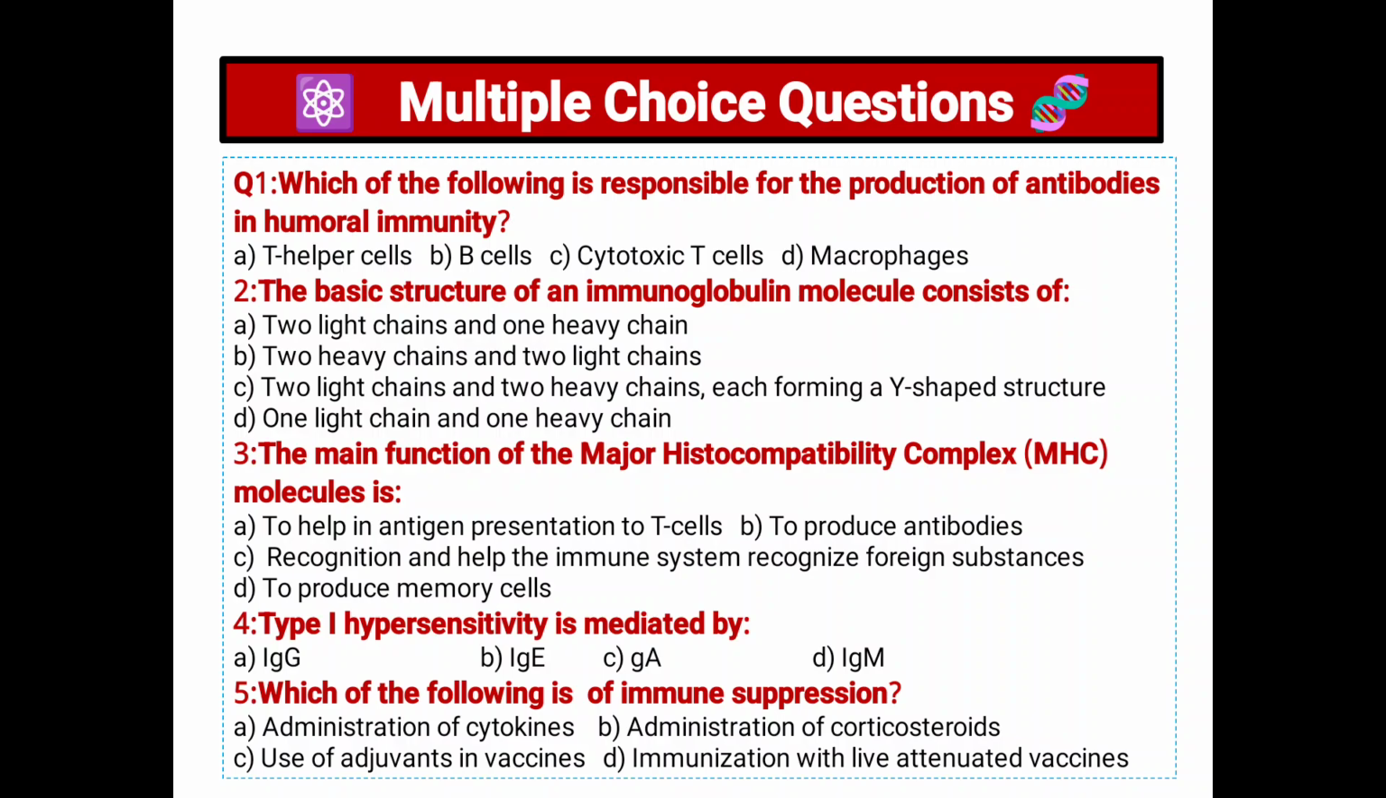So expected MCQs, that is multiple choice questions. First, which of the following is responsible for the production of antibodies in humoral immunity? Option A is T helper cell, option B, B cell, option C cytotoxic T cell, and option D macrophages. So immunity is used to protect from foreign particles. So first question, which of the following is responsible for production of antibodies in humoral immunity?